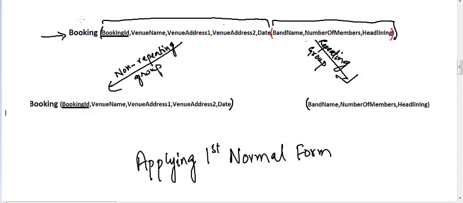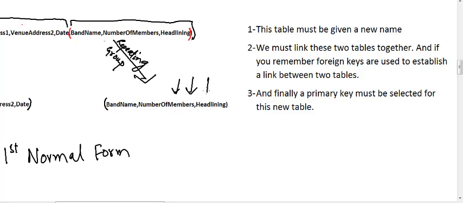Applying first normal form, we've broken this single table into two tables. The non-repeating group of attributes, we've given that table the same name, booking. So we're sticking with the old name here, but this table, which has been created from the repeating group, we need to give it a new name. So for this new table, we must keep a few things in mind. There are a few steps that we must take. This table must be given a new name.